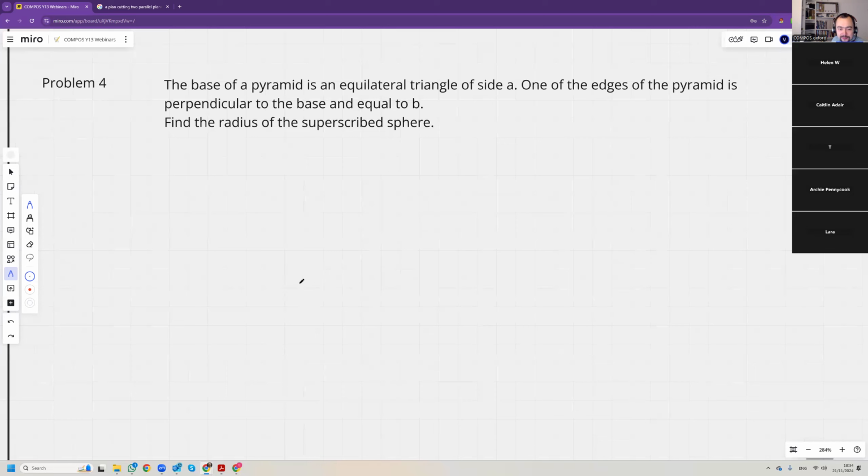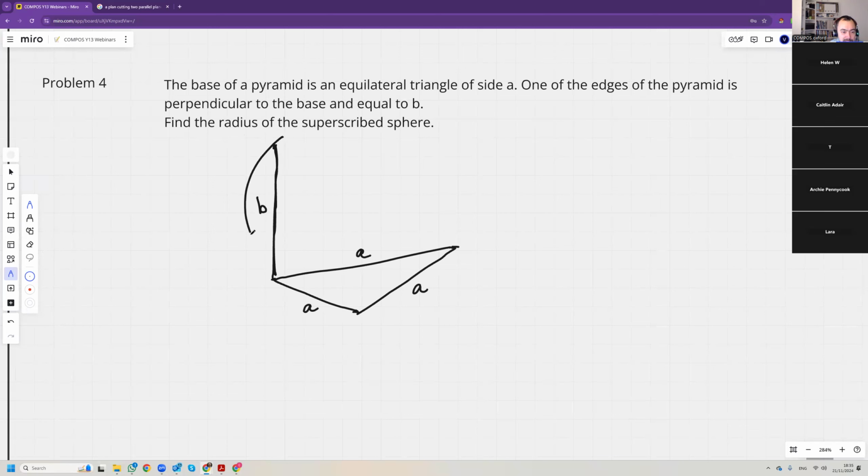All right, not good enough. So I'm not drawing it as equilateral because I'm drawing it in 3D. I hope you can appreciate that. So this is an equilateral triangle of side A. So this is A, and A. One of the edges of the pyramid is perpendicular to the base. Okay. And its length is equal to B. Find the radius of the circumscribed sphere. So basically it is a sphere that goes like this.